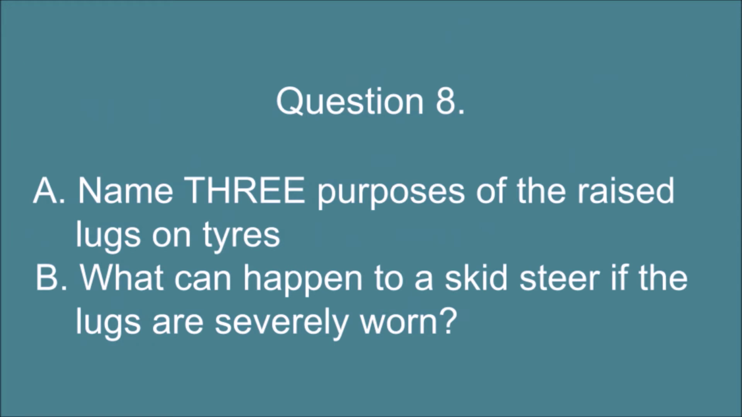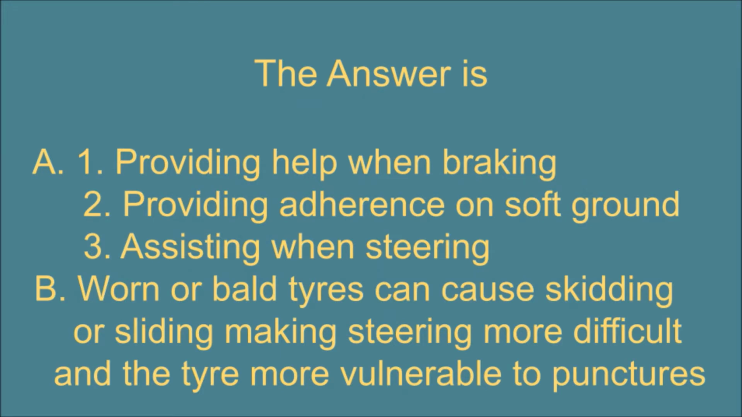Question 8. A. Name 3 purposes of the raised lugs on tires, and B. What can happen to a skid steer if the lugs are severely worn? The answer is A. 1. Providing help when braking. 2. Providing adherence on soft ground. 3. Assisting when steering. B. Worn or bald tires can cause skidding or sliding, making steering more difficult and the tire more vulnerable to punctures.